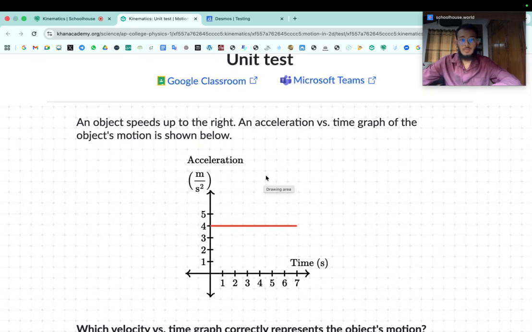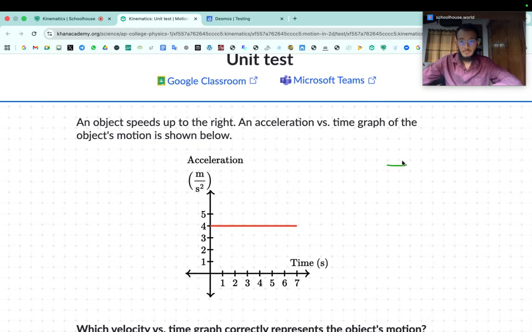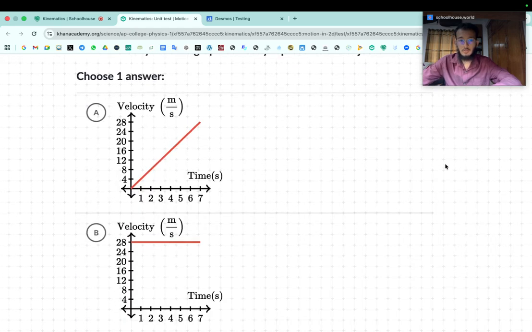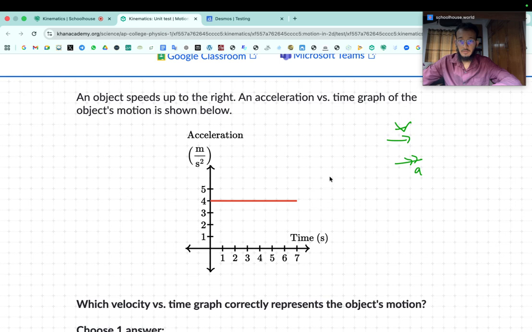An object speeds up to the right, and acceleration. Which means what? Its velocity is in this direction. Acceleration is also in this direction. And because the acceleration is positive, the velocity should also be positive. An object speeds up to the right, and the acceleration versus time graph of the object's motion is shown below. Which velocity versus time graph correctly represents the object's motion?